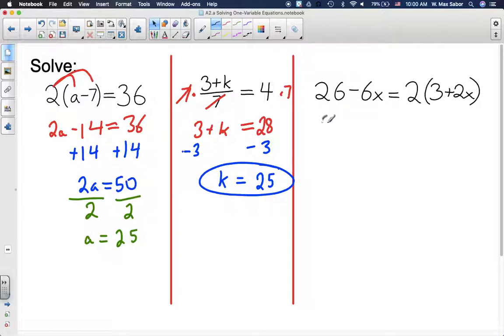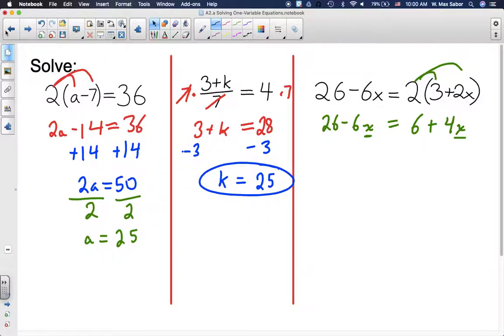Now, 26 minus 6x cannot be simplified. Please don't try to make that 20x. This we can distribute that 2 to get 6 plus 4x. So we're allowed to simplify either side of the equation first before moving on. Now you see that there are variables on both sides.